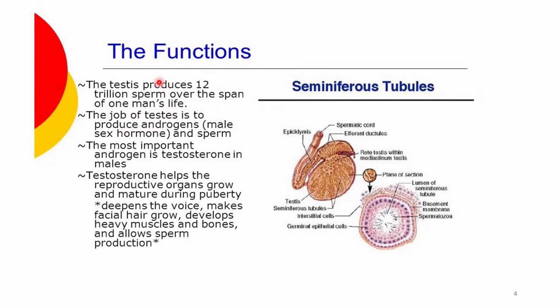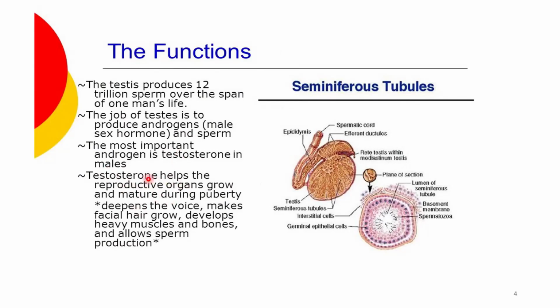So the testes have two major functions. One of them is to produce the sperms, and the other one is to produce male androgens. And the most important male androgen is testosterone. So testosterone has various functions that you need to appreciate.